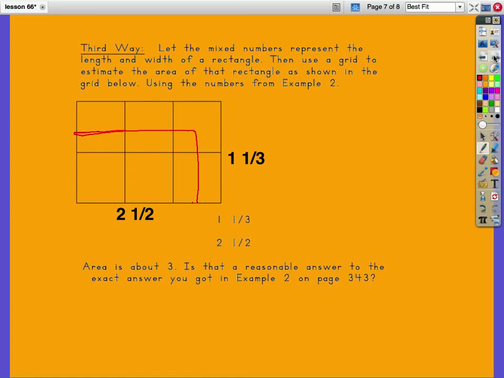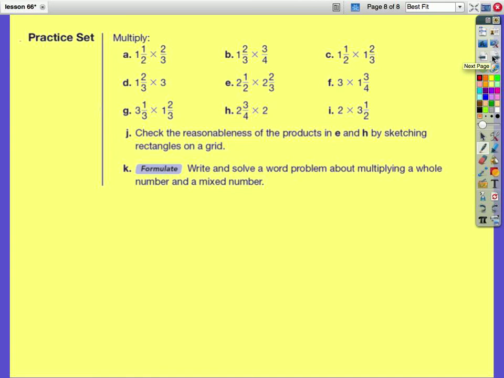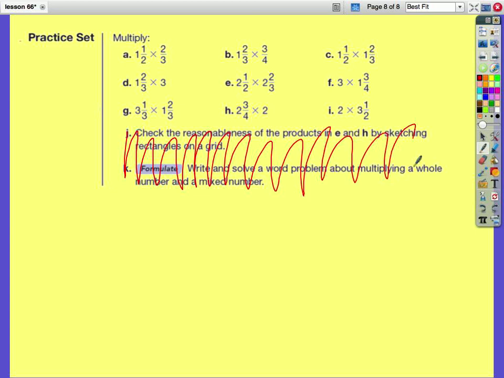So I just want to go through a couple ways for you to be able to check your answers. So remember, when we're multiplying mixed numbers, change them into improper fractions, then multiply, turn them back into mixed numbers. And we can go ahead and do the practice set. You can skip J and K. We just do A through I. Remember, if you have questions, bring them to class so we can go through them.